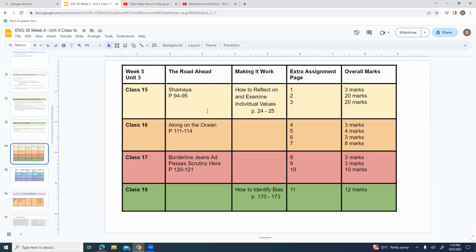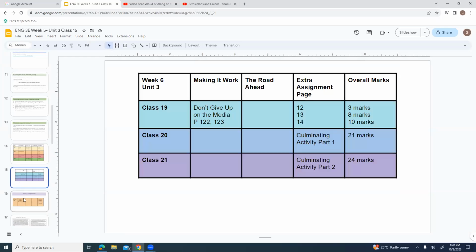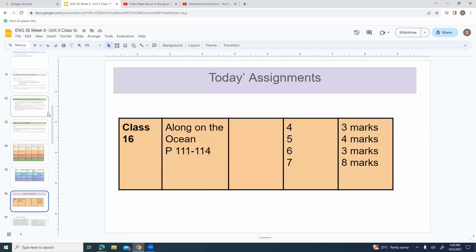Here's this week's assignments. Yesterday we did the work on Shemaiah by Susan Aglichark. We looked at how to examine our own values, and there were three assignments that were related to that. So today we have a story called, I've written Along in the Ocean. It's not Along, it's Alone. I apologize. Alone on the Ocean. And then there's four assignments that go with it. So I'm going to skip over this. This is tomorrow's. So these are our assignments.